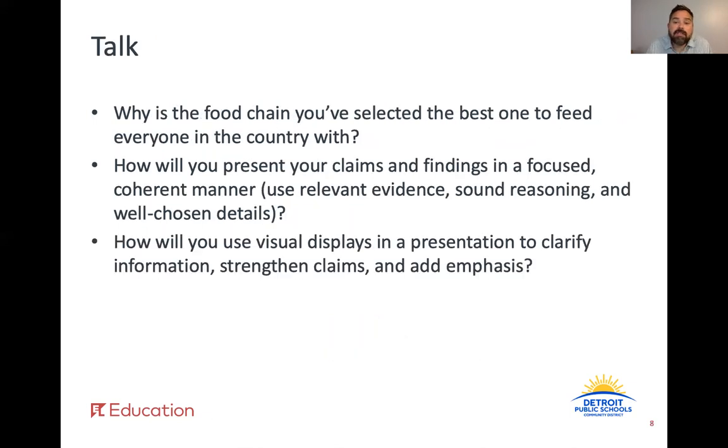So now I want you to have a chance to discuss this with a family member, caregiver, or friend. Why is the food chain you selected the best one to feed everyone in the country? Once again, this is your opinion, not what necessarily others are thinking. How will you present your claims and findings in a focused, coherent manner using relevant evidence, sound reasoning, and well-chosen details? How will you use the visual displays in the presentation to clarify information, strengthen claims, and add emphasis? And if you have the ability to do a PowerPoint presentation or something, that can be done as well. We still want you to go through the steps and write something out, but you can also use a computer to show pictures as well. Go ahead and pause the video here while you discuss these questions.